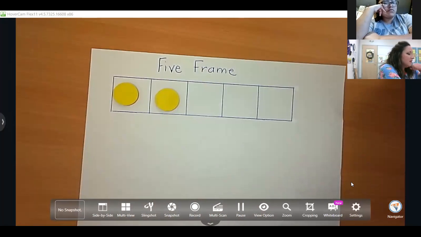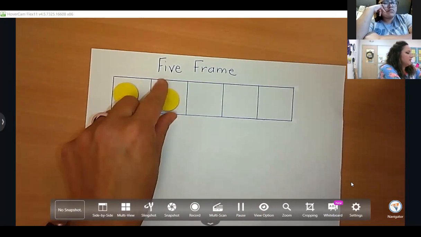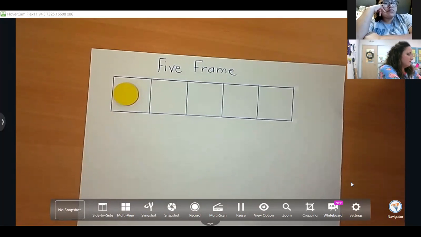Same thing for asking 1 less. What is 1 less than 2? They physically can move it out.